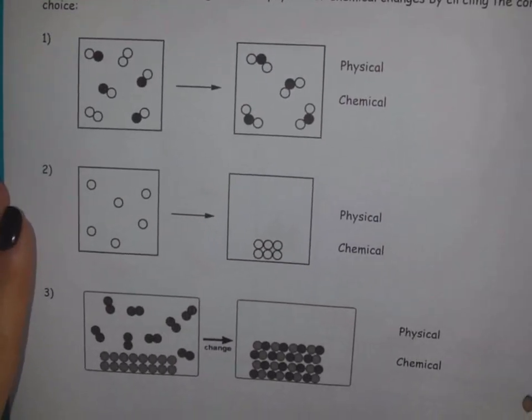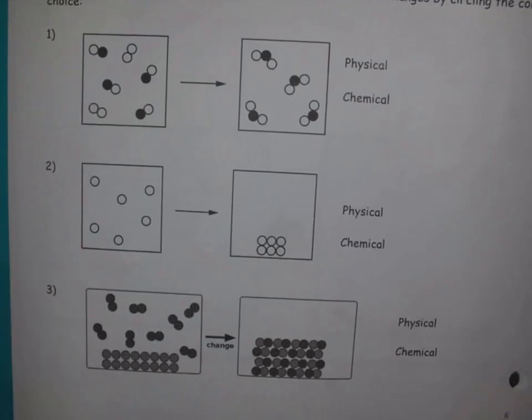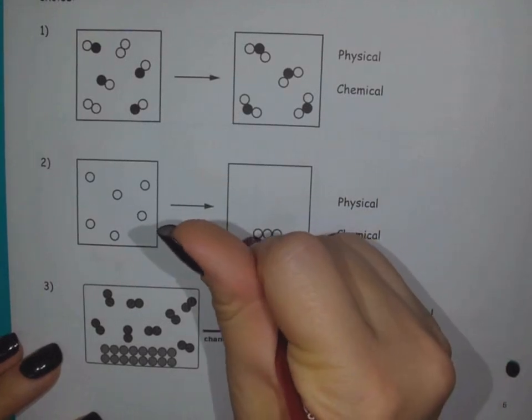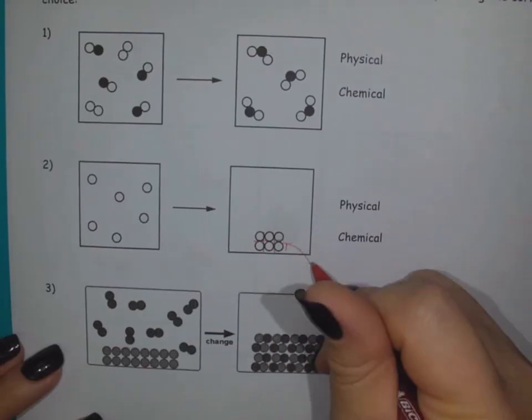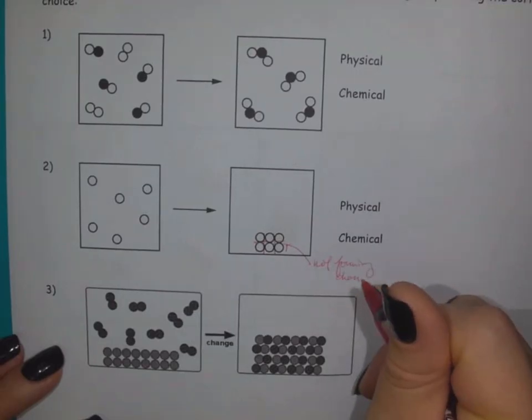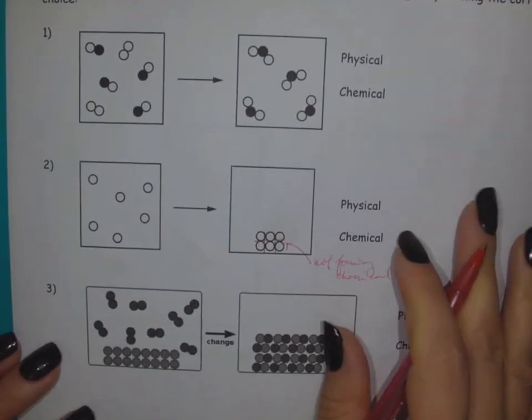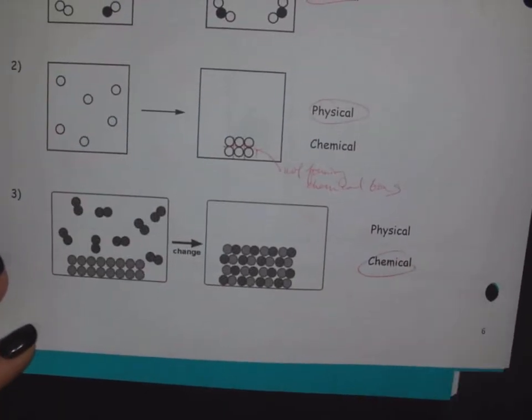Okay, quick practice. Just circle chemical or physical and what you think is happening there. I will admit that number 2 is probably not drawn the best. Let's pretend that there's space in between here so they're not forming chemical bonds. So this one is chemical, this one's physical, and this one is chemical.